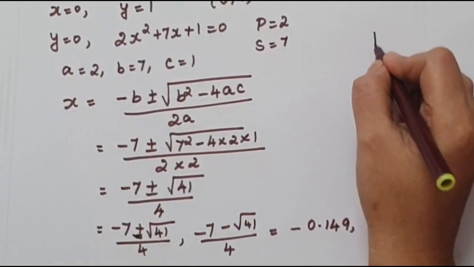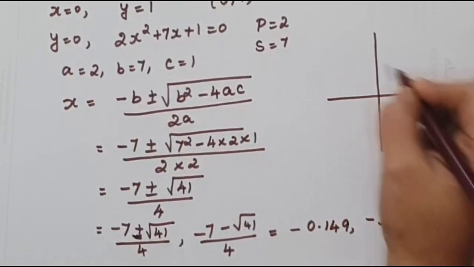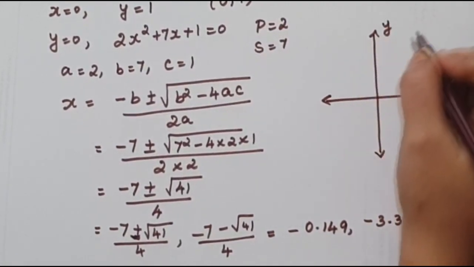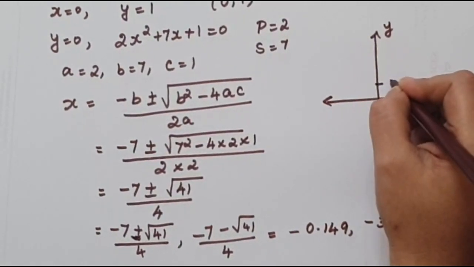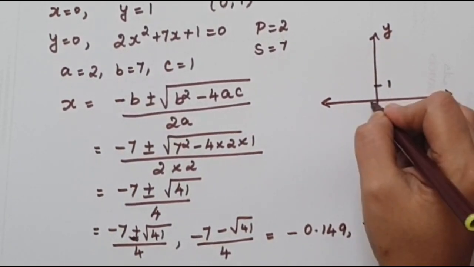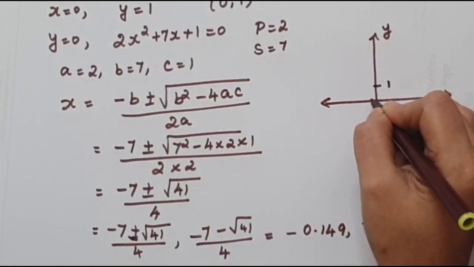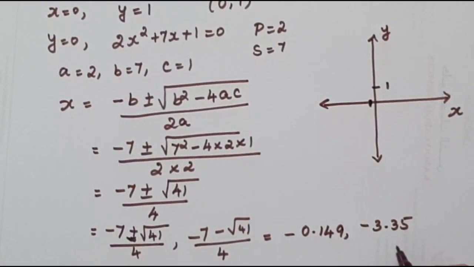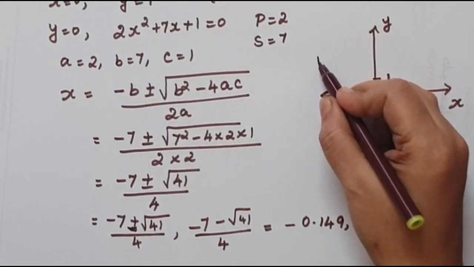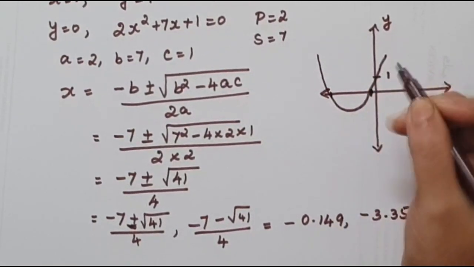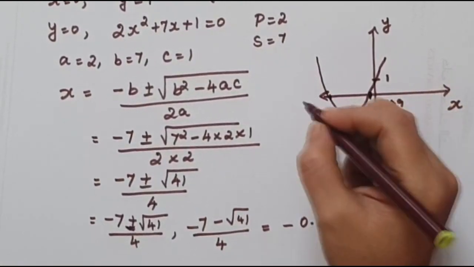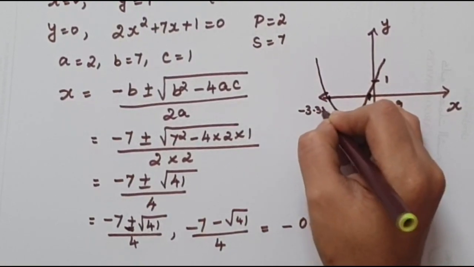Now using these values, let us draw the graph. X-axis and the y-axis. Now (0, 1). So this is our first point, (0, 1). This is minus 0.149. Minus 0.1 will be nearer to 0. So this is 1 point. And minus 3 point something will be somewhere over here. Now we know it is in the shape of a U. So we'll have a graph like this. So now this is minus 0.149 and this is minus 3.35.